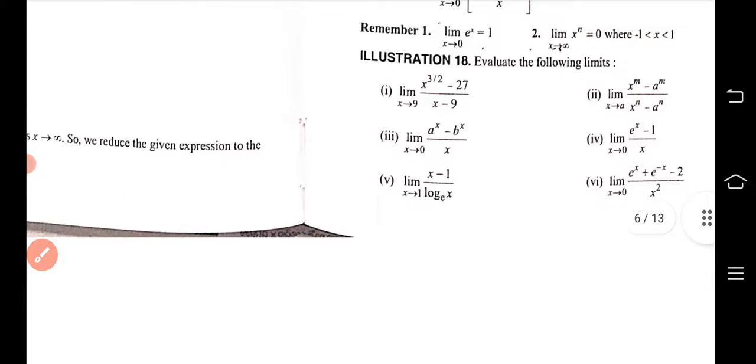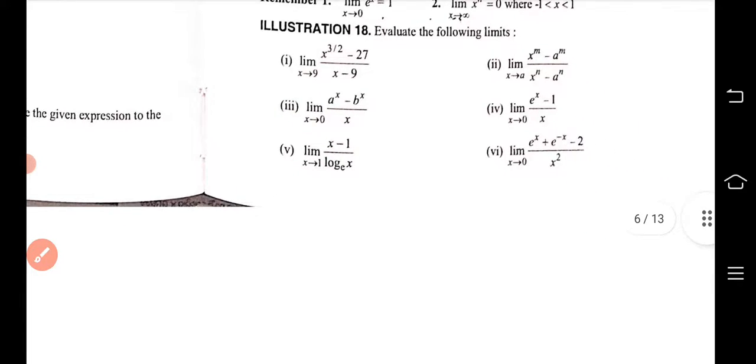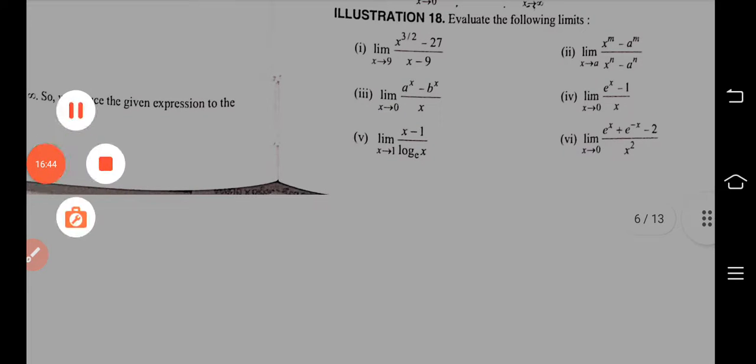Next, let's take an example of how we are going to calculate this. Clear? So we'll take the first example.